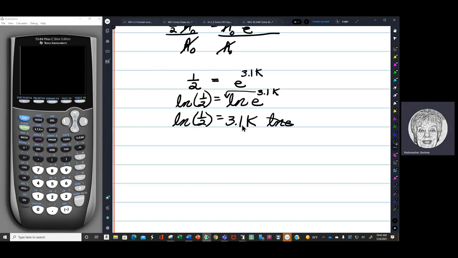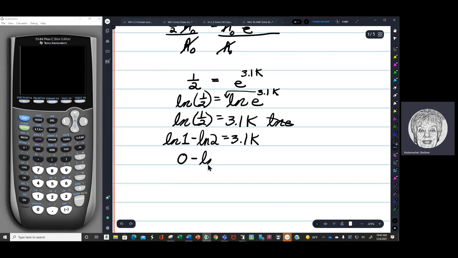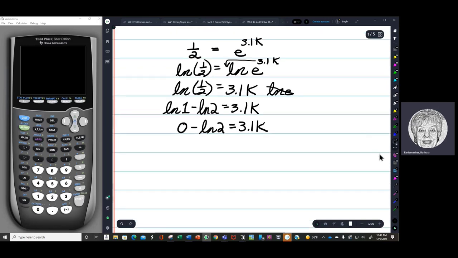All right, now before I divide both sides by 3.1, I am going to use the quotient rule over here. The ln of 1 minus the ln of 2 equals 3.1k. Now, if you put the ln of 1 in your calculator, you'll find out that the ln of 1 is 0. So this is going to be 0 minus the ln of 2 equals 3.1k. Now, I am going to a lot of extra steps here that after a while, after you're familiar with this, you won't need to use all these steps. But until then, I want to make sure that what I'm doing is completely understandable.